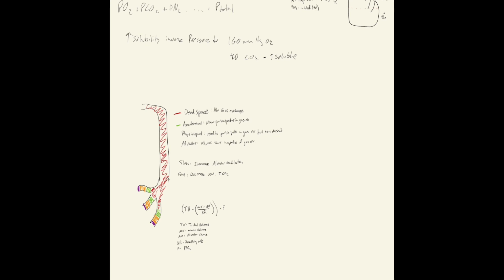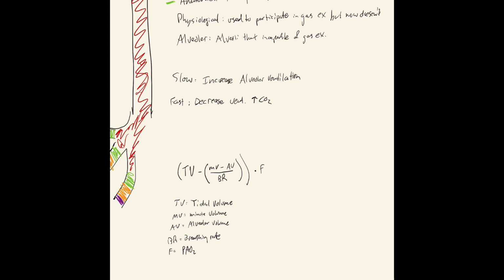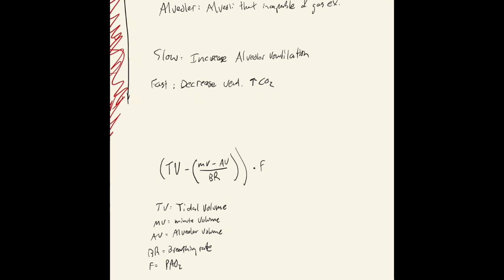In part 2 of this last essay, I'm going to talk about the total pulmonary and alveolar ventilation rate and why slow and deep breathing is more beneficial than shallow breathing. So we'll use this equation to talk about the rate. I have it here. TV is the tidal volume of your lung. MV is the minute volume. Alveolar volume is this AV. BR is the breathing rate. And then F is the partial pressure of oxygen in your alveolus.